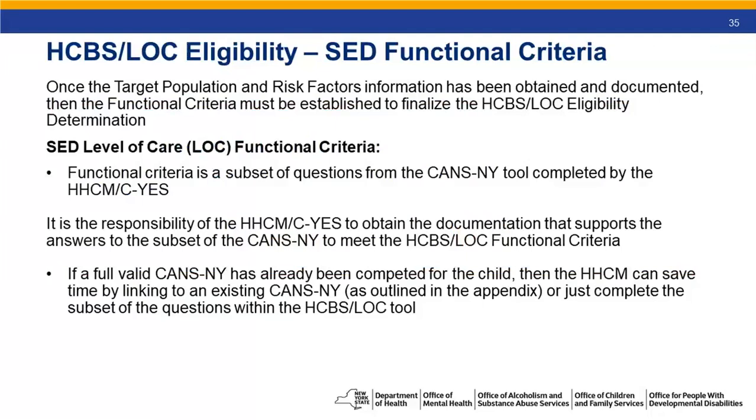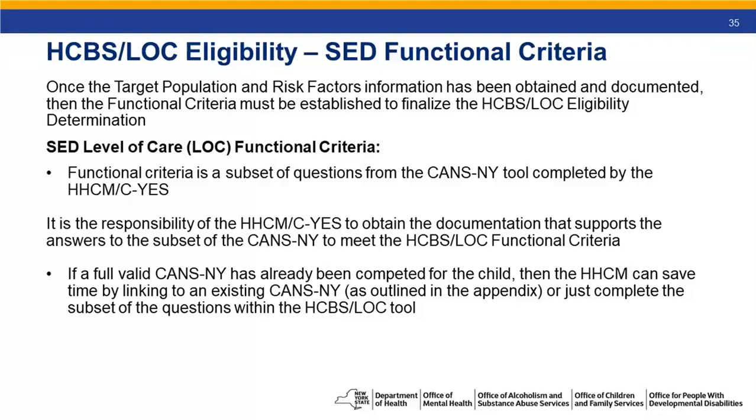So you have gathered all the documentation and you have the determination of SED. You have the risk factors, that they were recently in a higher level of placement or multi-system involved. You have an LPHA that has now signed off on the attestation form, and you have that documentation in the case record. And so you will proceed as you go into the UAS and you select the correct answers to target and risk. It will then allow you to get into the functional criteria, which is a subset of the CANS questions that will be outlined for you to be able to answer.